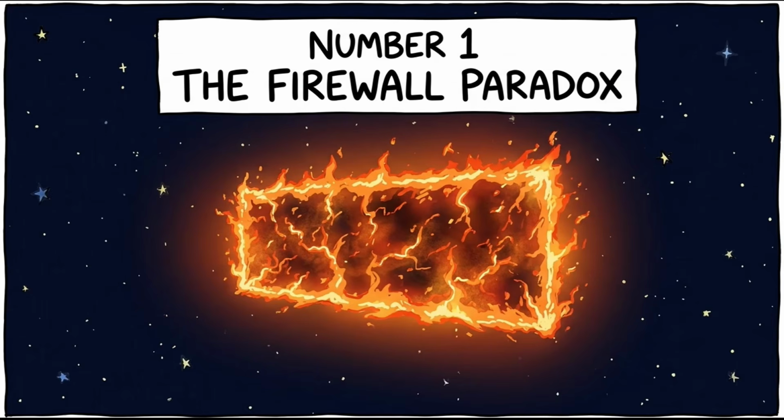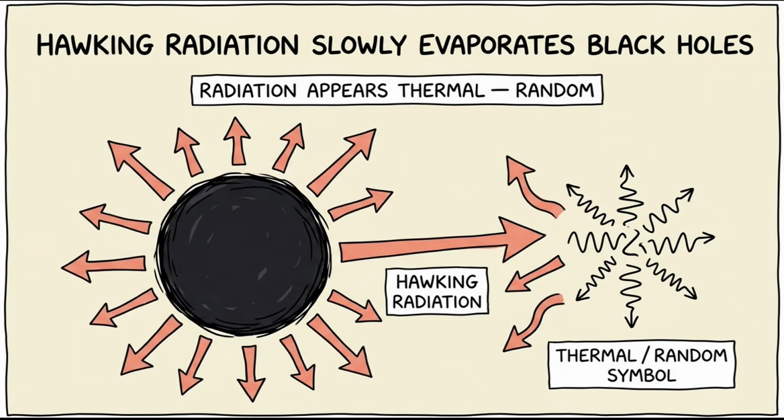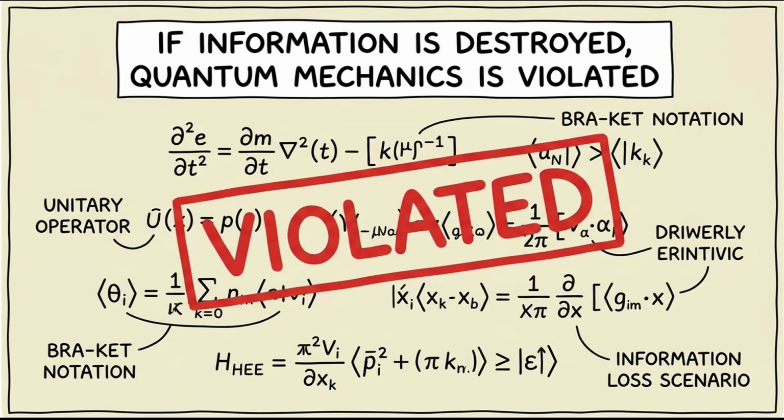Number 1, the Firewall Paradox. In 2012, Ahmed Almheiri, Donald Marolf, Joseph Polchinski, and James Sully at UC Santa Barbara were working on a problem Stephen Hawking had raised nearly 40 years earlier. Hawking radiation slowly evaporates black holes, but the radiation appears thermal, random. If it is random, information falling in is destroyed. If information is destroyed, quantum mechanics is violated.